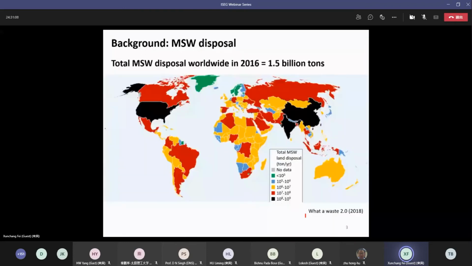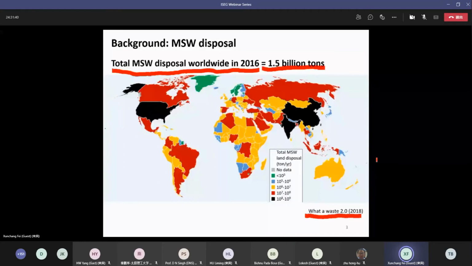I can further calculate something else. By knowing the amount of waste generated per capita in each country, and also their disposal methods, meaning how much waste is landfilled, we can calculate the so-called total MSW disposal worldwide in a year. That number is going to be a very big number, 1.5 billion tons. That's just in 1 year, how much waste is disposed of in land, meaning using dump sites and landfills worldwide.